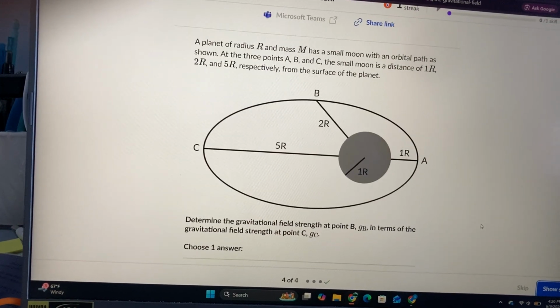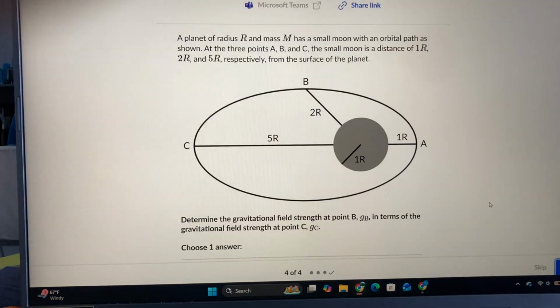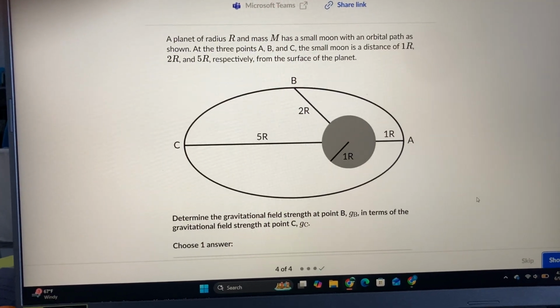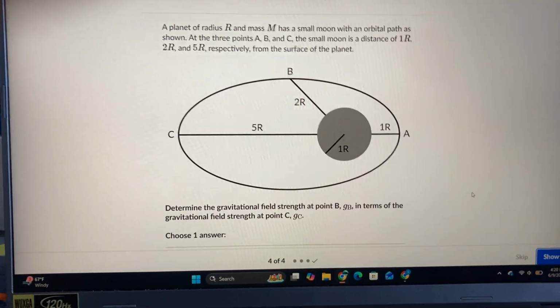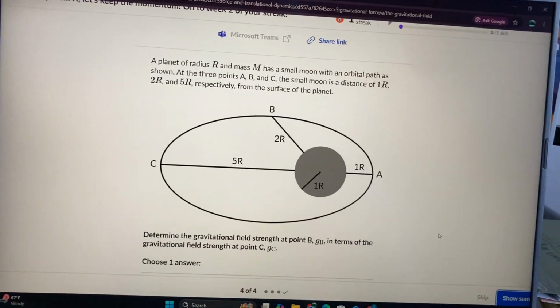So now determine the gravitational field strength at point B, GB, in terms of gravitational field at point C, GC. So the big thing we're trying to do is find GB.